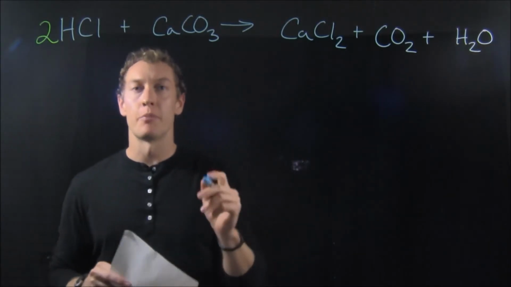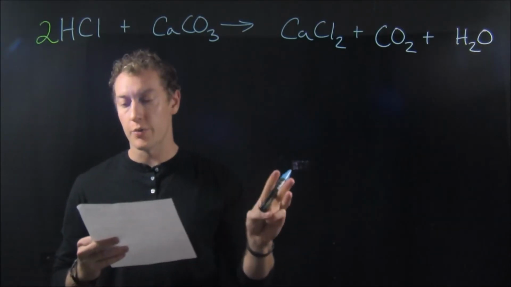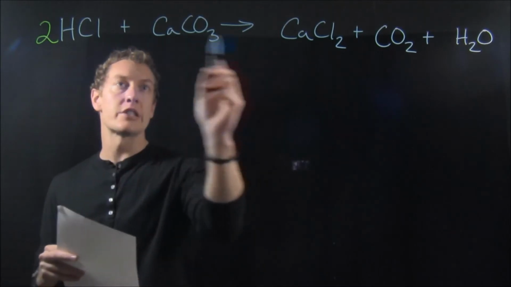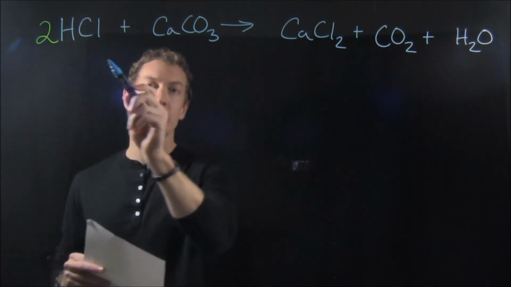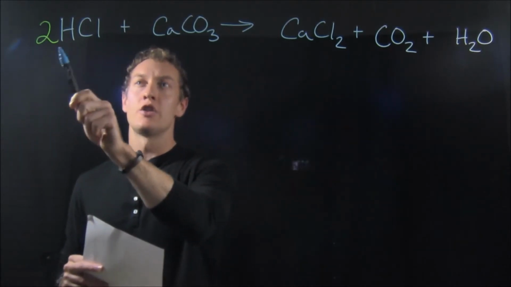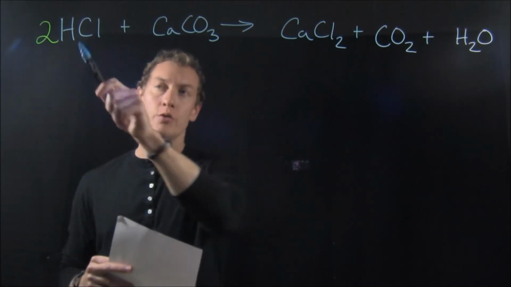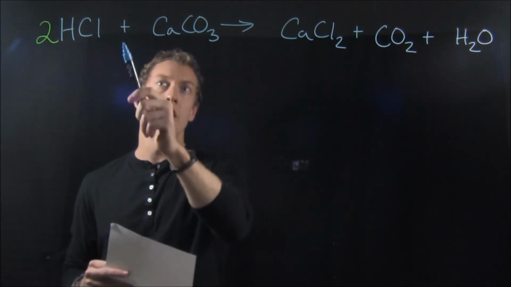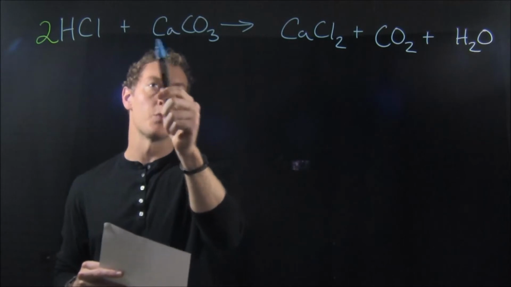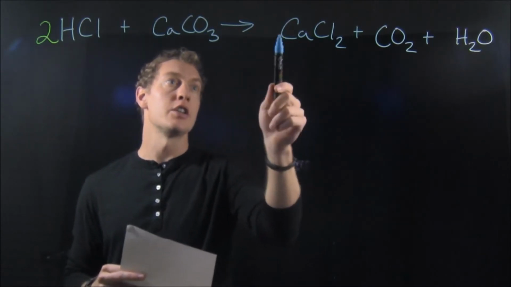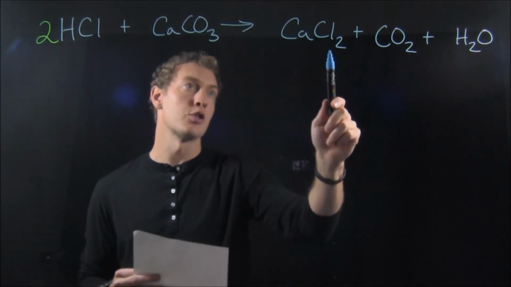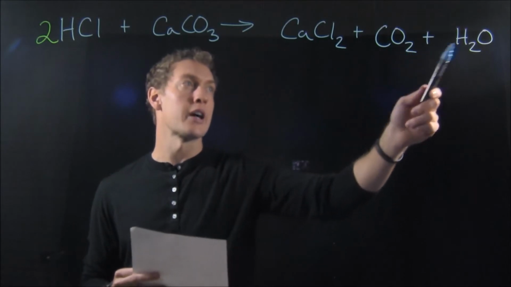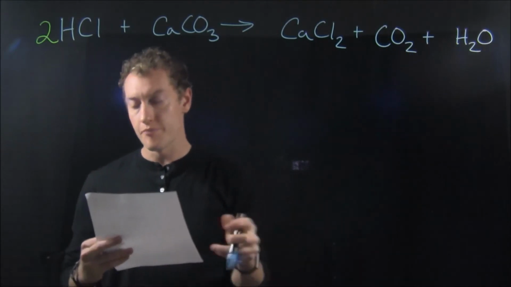Lecture examples number 1, 2, and 3 all have to do with this same equation. So we're going to use this as our reference equation. 2 HCl, so 2 moles of hydrochloric acid, plus 1 mole, an understood 1, of calcium carbonate, yields 1 mole of calcium chloride, 1 mole of carbon dioxide, 1 mole of water.